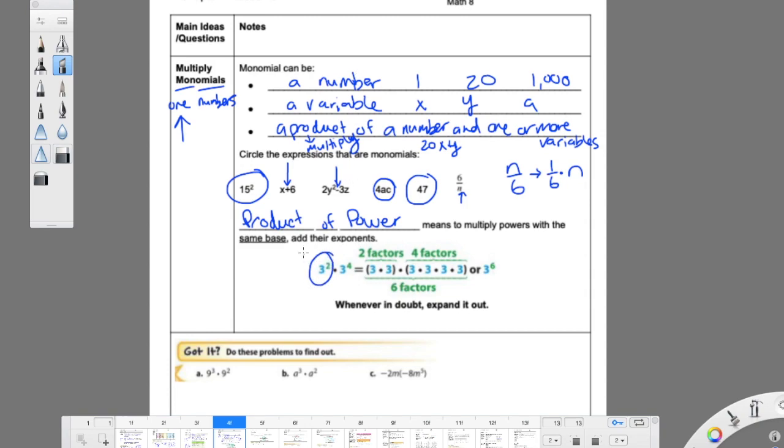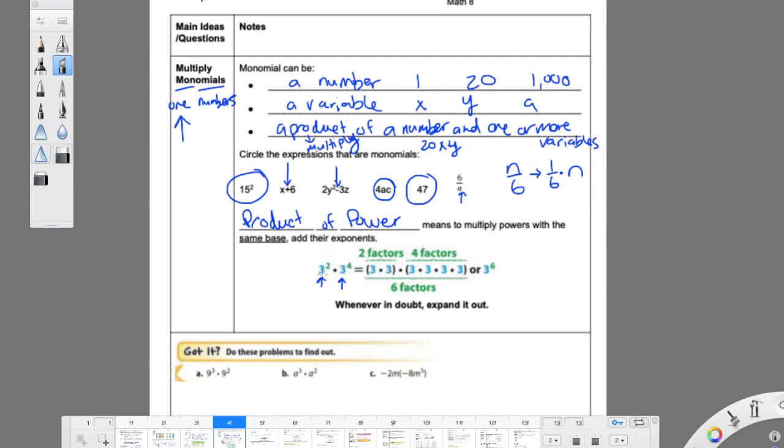So product of a power means that I'm multiplying 2 powers with the same base, so they both have a 3 in this case, and their exponents get added together. We actually built this on the previous section, so we kind of built this rule. We thought ahead about it. So in this case, they're showing us the breakdown.